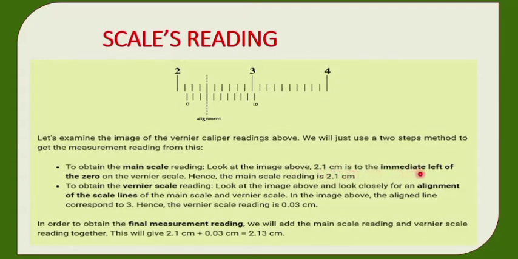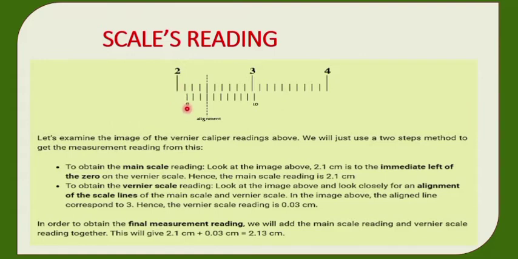To obtain the vernier scale reading, look at the image above and look closely for an alignment of the scales. Here, in the main scale and vernier scale in the image above, the aligned line corresponds to 0.3. Look at this figure. The main scale reading is 2.1 because zero is just here on the vernier caliper and the reading before zero is 2.1.